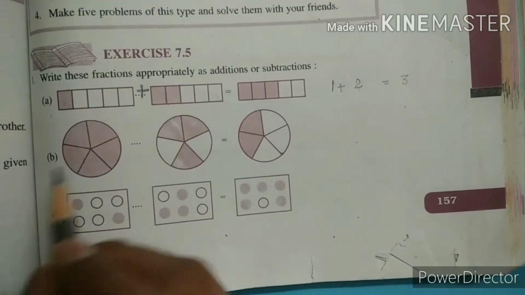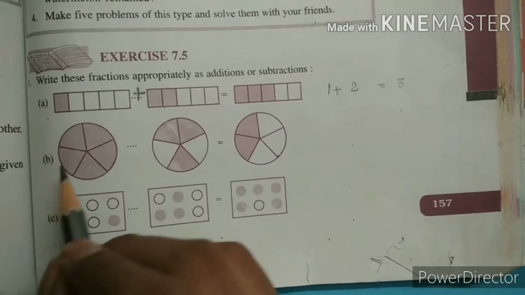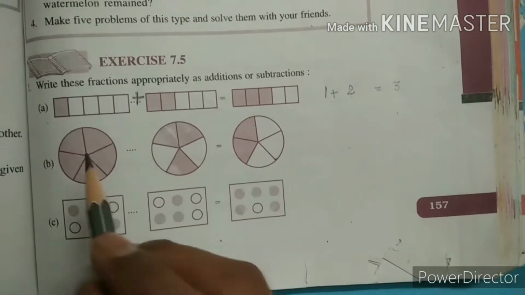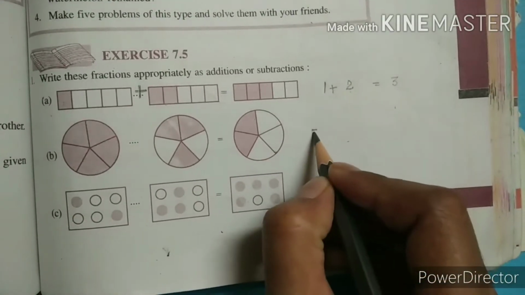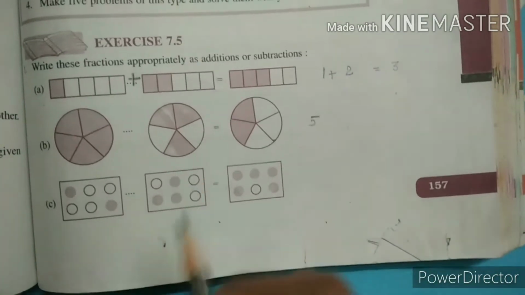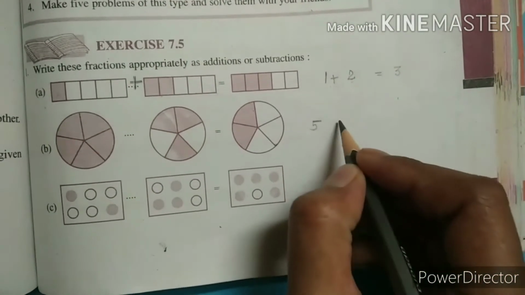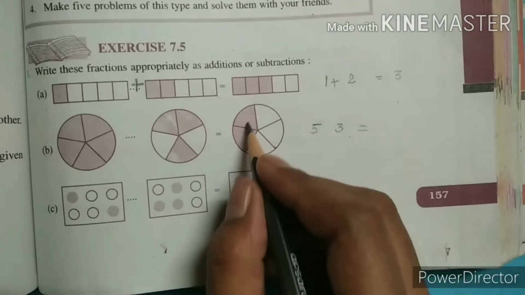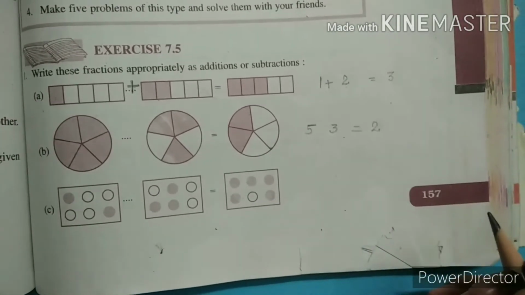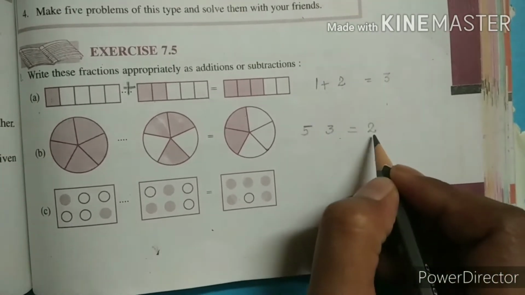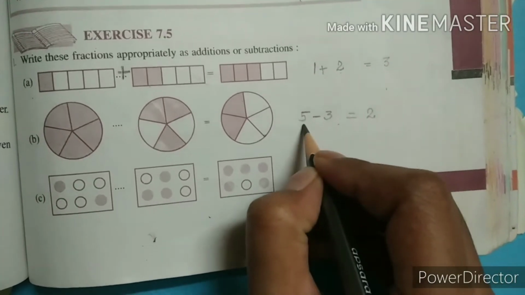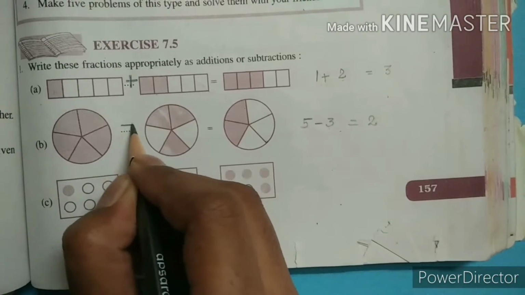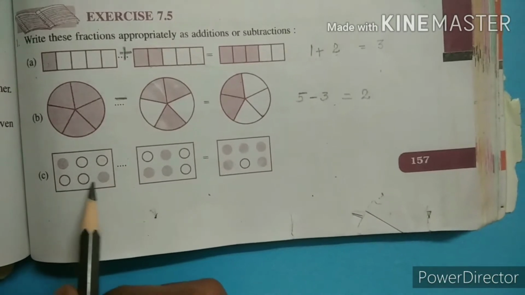Same here, B is the partition of a circle. 5 parts are there everywhere. You can see the first is completely shaded, all 5 parts are shaded. In the second figure 1 2 3 parts are shaded, but in the last, in the answer figure, only 2 are shaded. So from 5 and 3 how can we get 2? We can get 2 after subtracting 3 from 5. So what will be the operation here? Here it is subtraction.